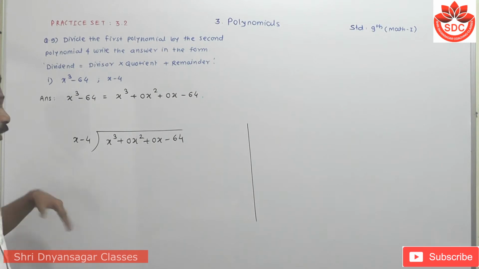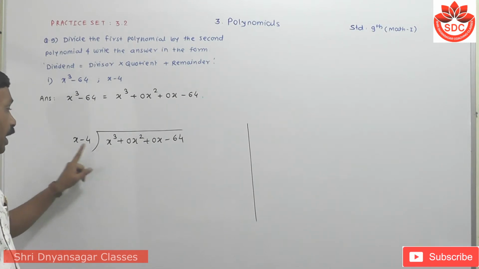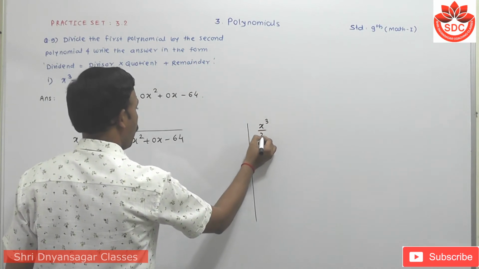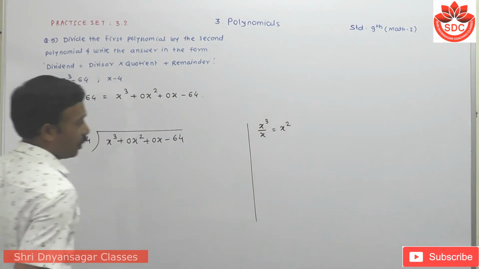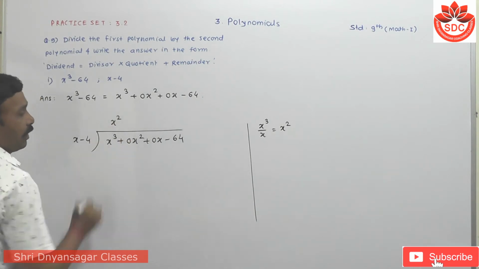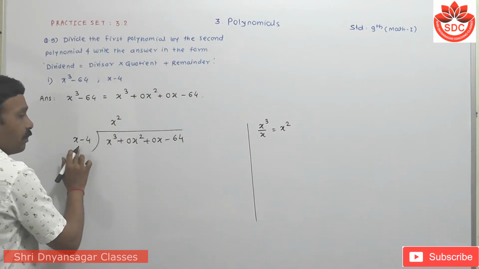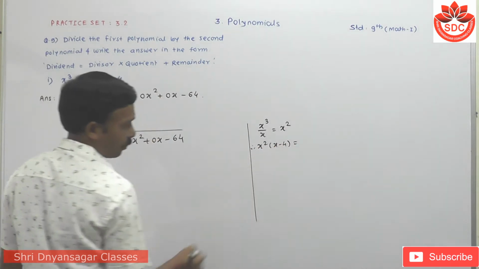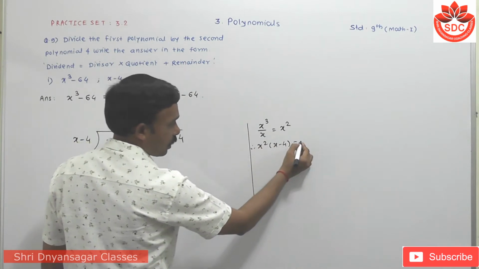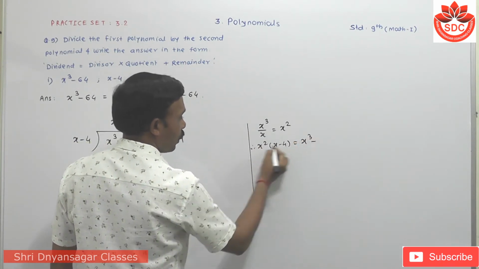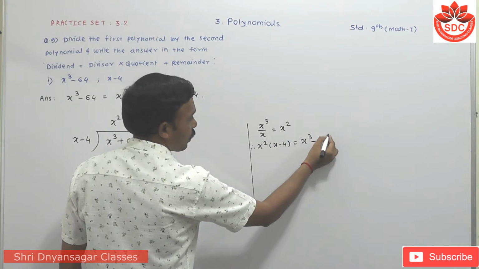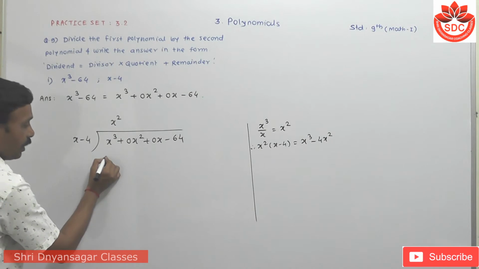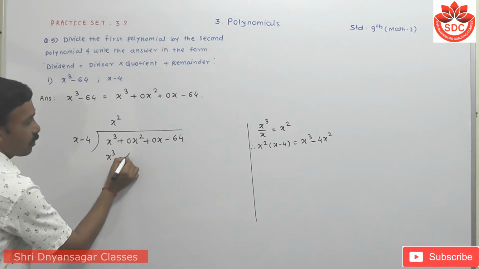Now look carefully. When we divide it, take the first term and divide it by this variable. So x cube upon x becomes x square. Write x square here. Then multiply this x square with the bracket, x square in bracket x minus 4. Then it becomes x square into x is x cube, minus x square into 4 is 4x square. Then we have to write the terms below the like terms, that is, x cube minus 4x square.